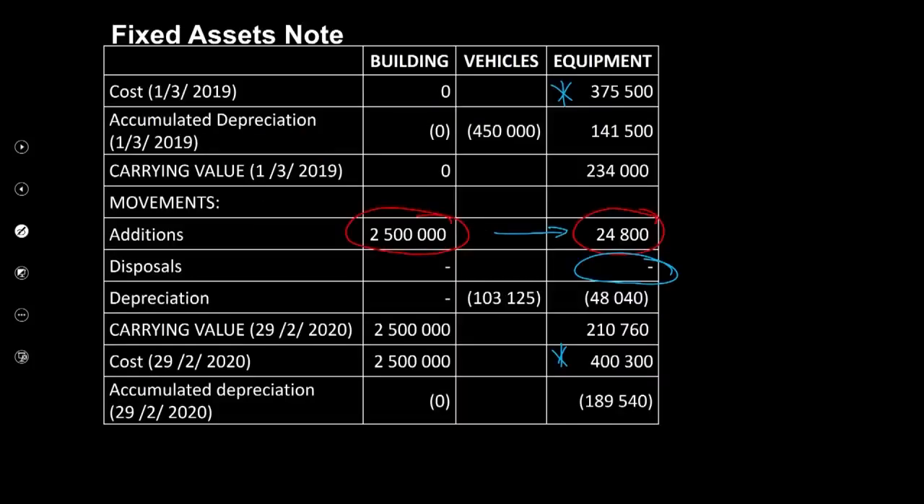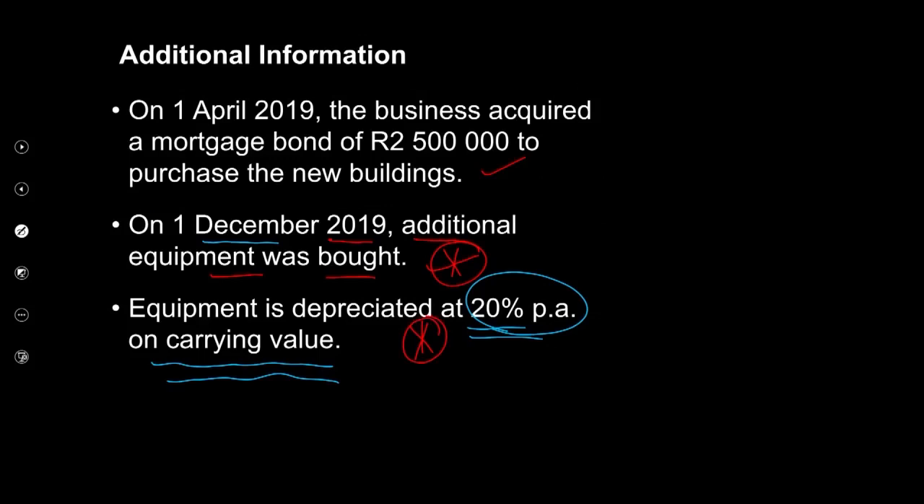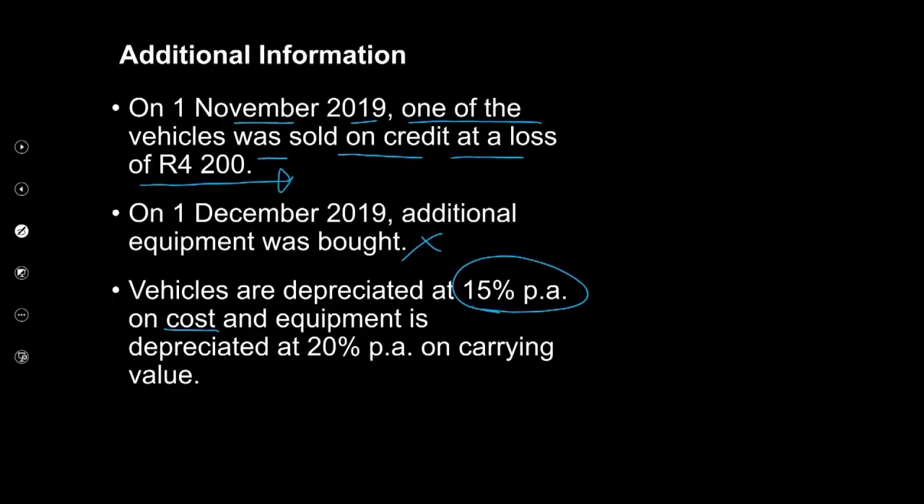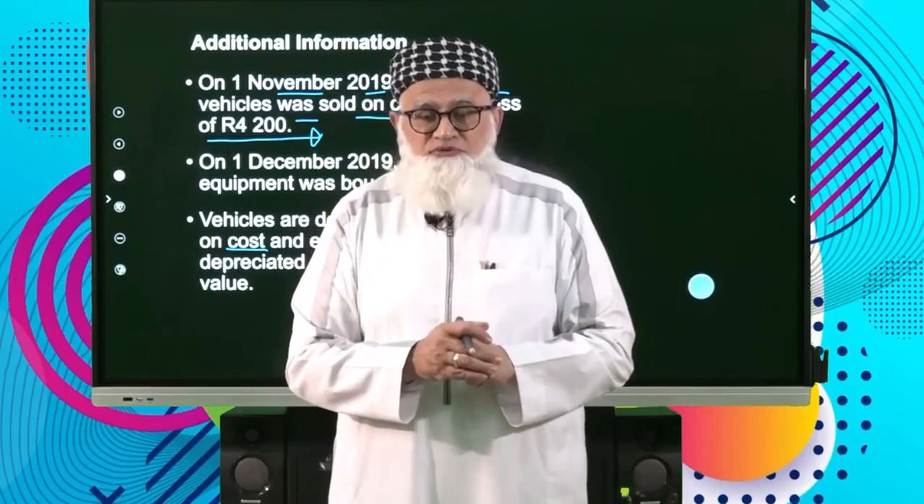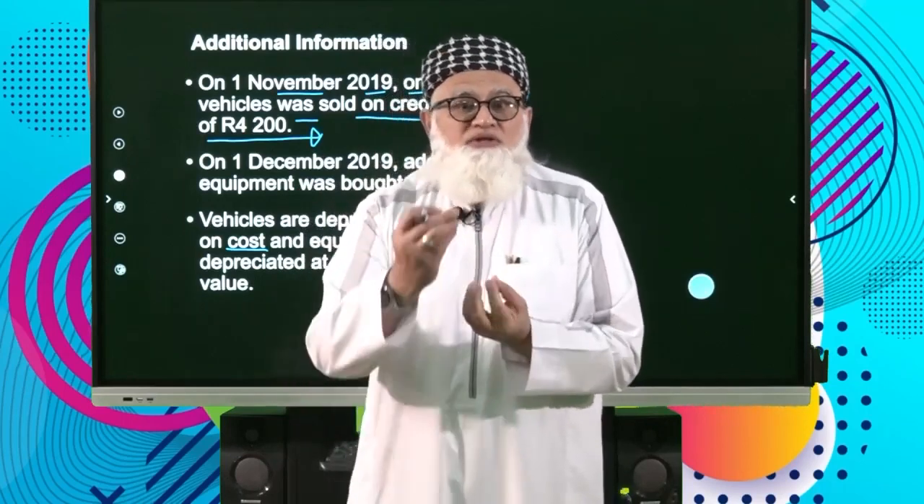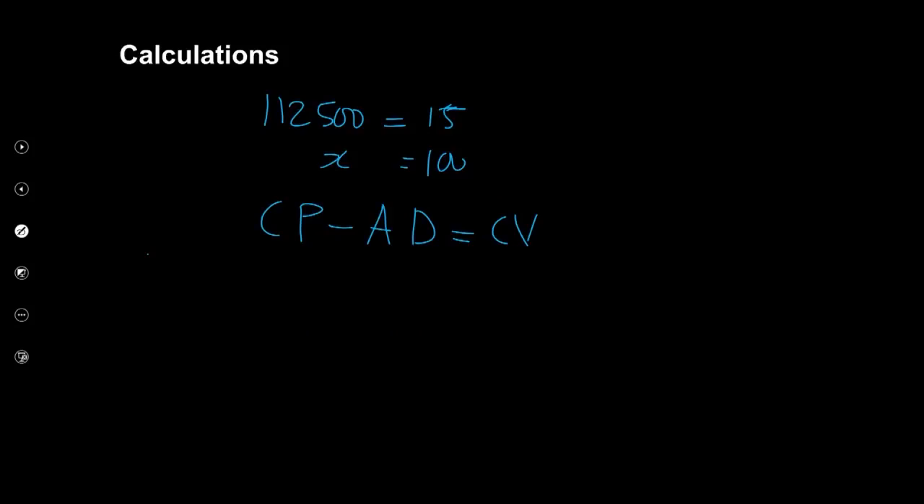And then we say what? When was this vehicle sold? This vehicle that we sold, let's get the information. On the 1st of November, one of the vehicles was sold on credit at a loss of 4,200. So remember, your table that you draw up for asset disposal, when you are drawing up this table, you are given the loss. So therefore, keep this in mind. You got your depreciation, you got your cost price, your accumulated depreciation, your carrying value, your selling price, and your profit or your loss.